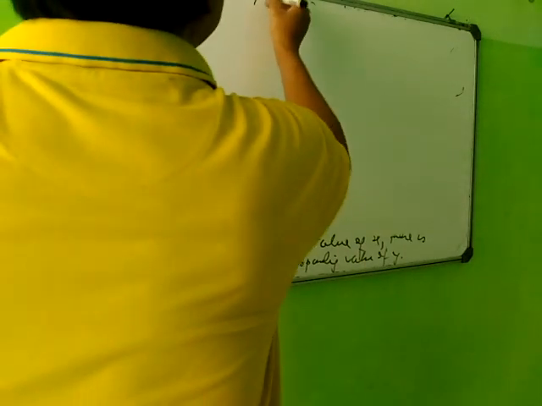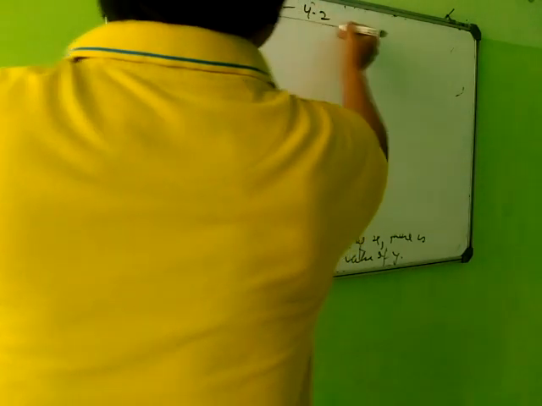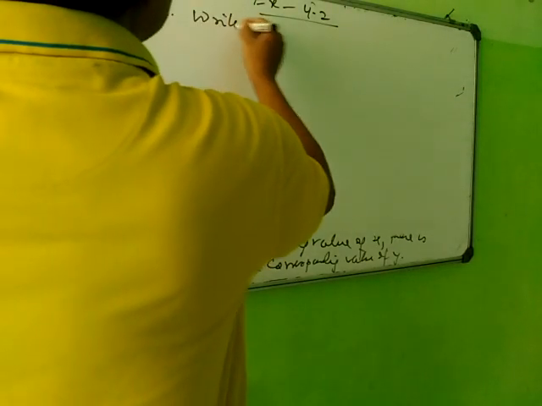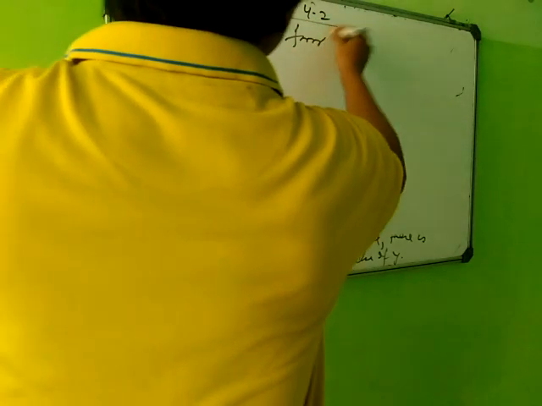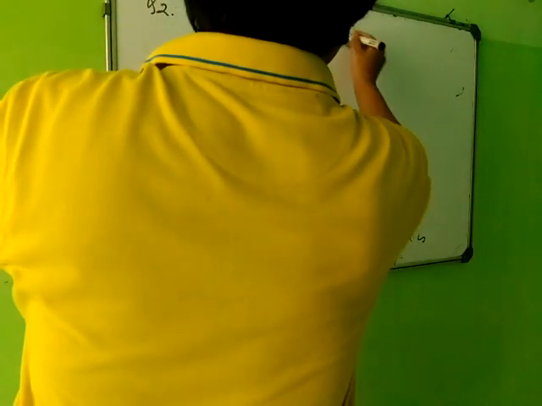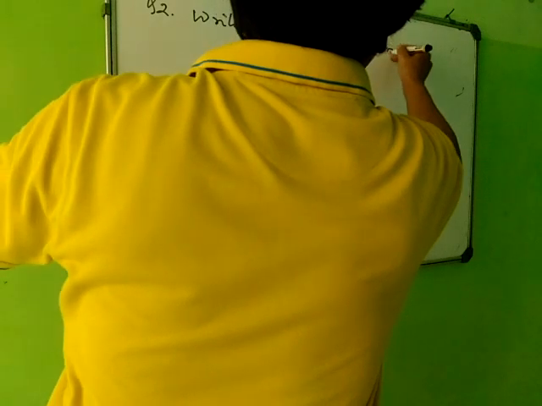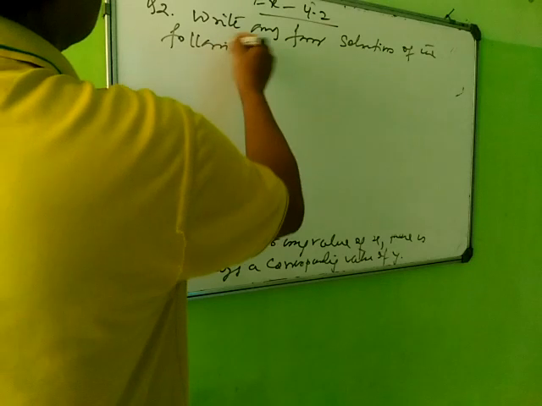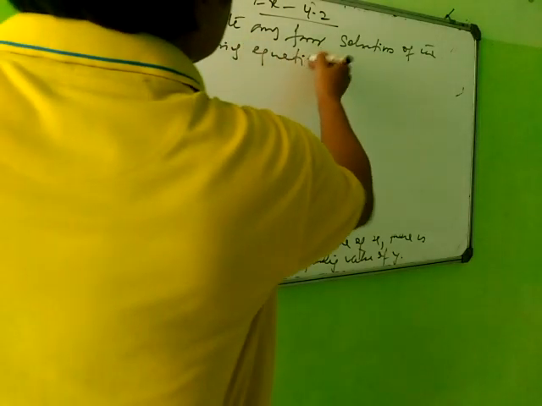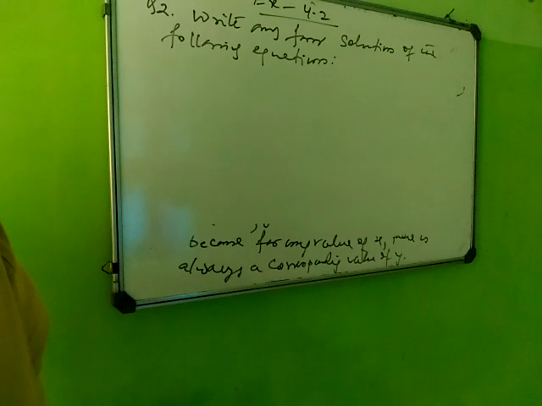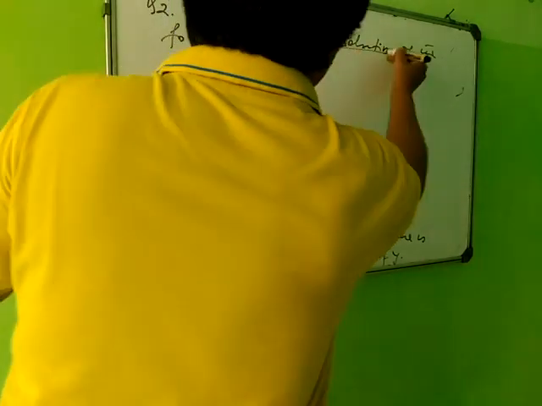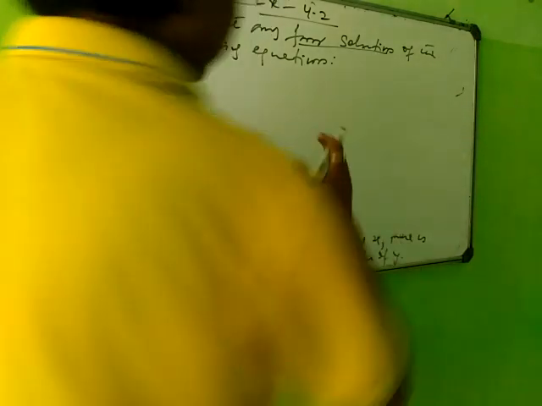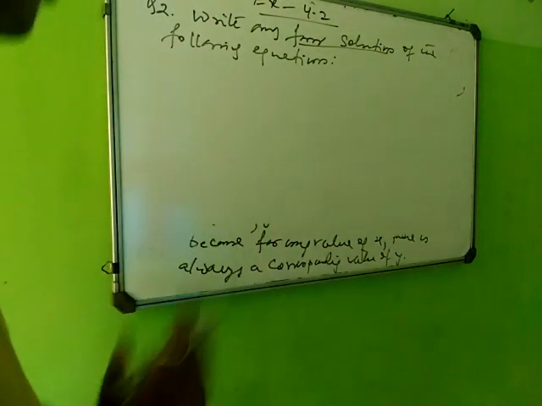Now take the same exercise, that is 4.2. Question number 2. Write any 4 solutions of the following equations. So you are to write any 4 solutions. That means x, y, x, y, x, y, x, y. Like this you will write different types of 4 solutions.